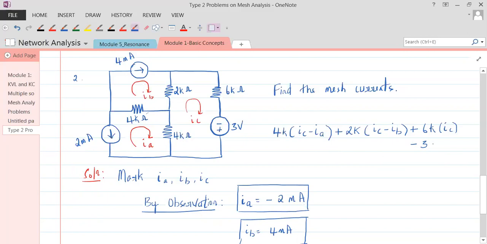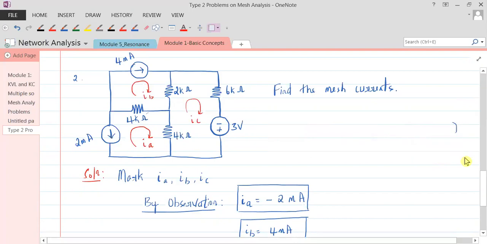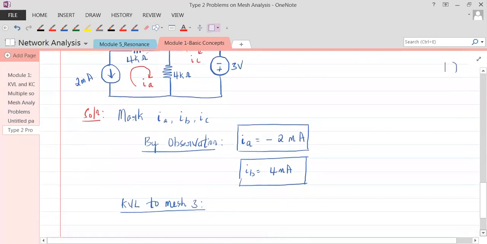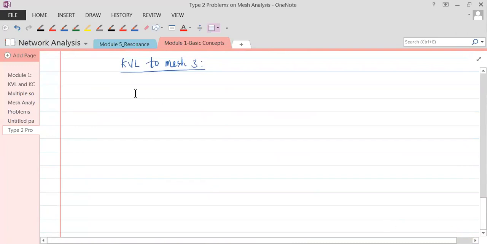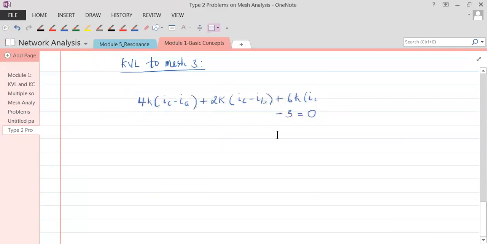So what will we have? We will have the algebraic sum of these 4 voltages: voltage across 4K, voltage across 2K, voltage across 6K, and this. The algebraic sum of all of these together should give you 0. Fine. So let me copy it over there. Everybody, just in that equation, substitute IA and IB and get your answers. So this is how it is: IC minus 3 equal to 0.